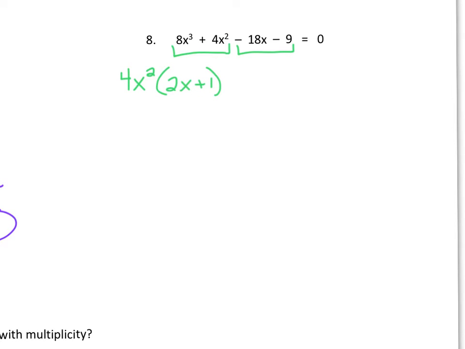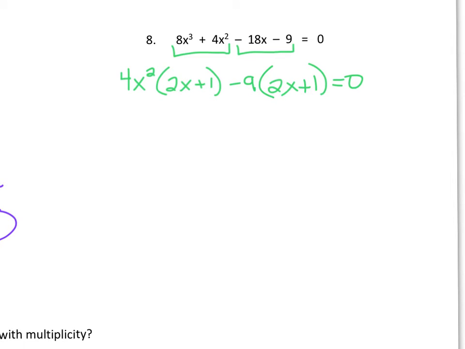Now to the next 2 terms where you have to say, all right, well, am I going to pull out a negative 9 or a positive 9? Well, since the signs in my parenthesis here are positive, positive, and these are negative, negative, we want to get those negatives out of there. So we're going to factor out a negative 9, which leaves me also with the same thing. Negative 18x divided by negative 9 is positive 2x. And then negative 9 divided by negative 9 is also positive 1. So I'm going to bring down my equals 0.